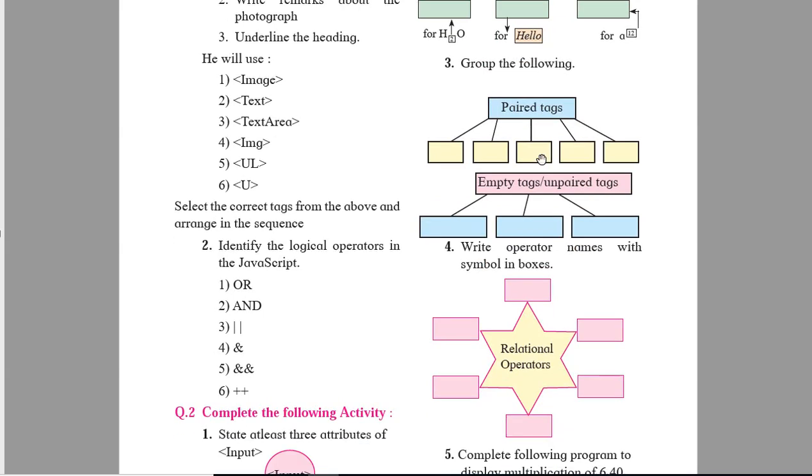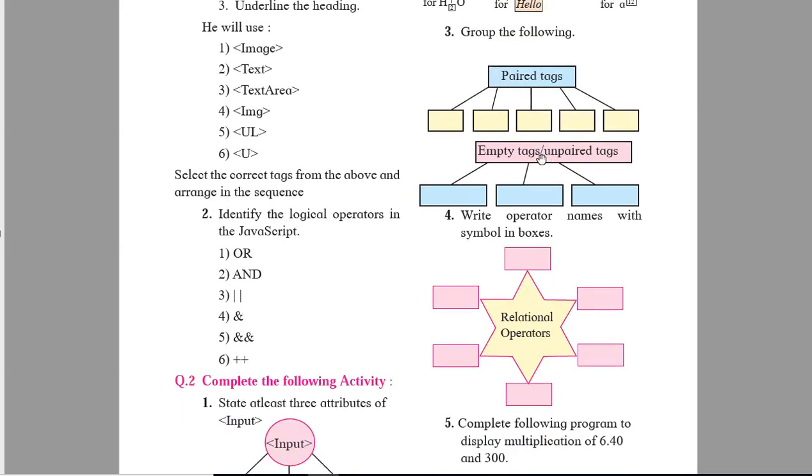Now the next question is group the following into paired and unpaired tags. What you all have to do is group which are the pair tags in HTML and which are the empty tags or unpaired tags, or you can say the singular tags. Paired tags means the tags which have opening and closing tags, whereas unpaired tags do not have the closing tag. They have only one tag, that is the starting tag. For example, in pair tags you can write HTML is a pair tag, then body is a pair tag, UL is a pair tag, OL is a pair tag.